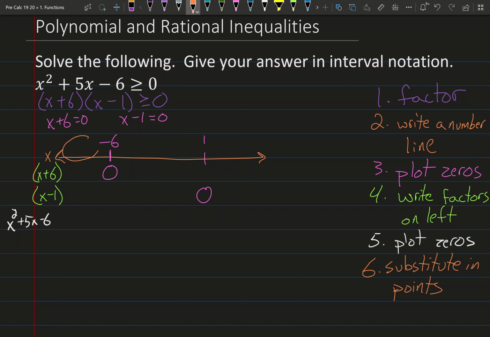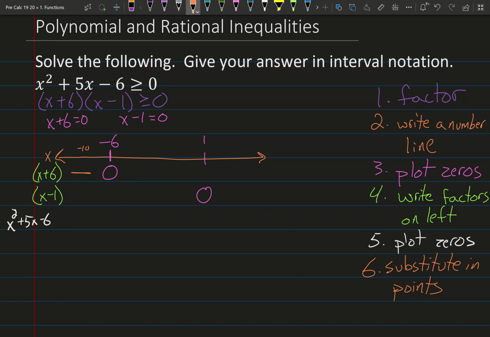What we'll do is take a value that's less than negative 6. It's a number line, so pick whatever your favorite number is, less than negative 6. So let's use negative 10 for now. Substitute that into each factor. Negative 10 plus 6 is going to be a negative 4. But what we're going to do is only put the sign. That's all that we will need to answer our problem and justify our answer here.